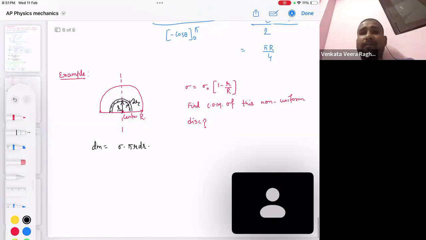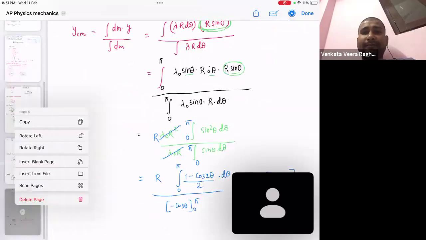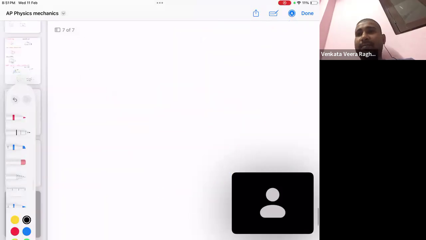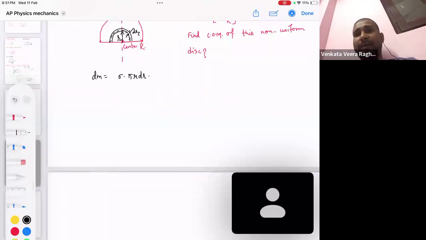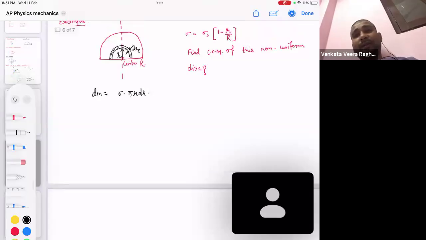This element has where the center of mass? This element's center of mass is at 2r by pi, right? Because it's a semicircular ring element. So again, we should calculate the YCM here. So what will I write? Integration of dm into the y coordinate of the element, which is 2r by pi, divided by integration of dm. The dm value, if I write it, is sigma pi r dr into 2r by pi, and in the denominator we have sigma pi r dr.